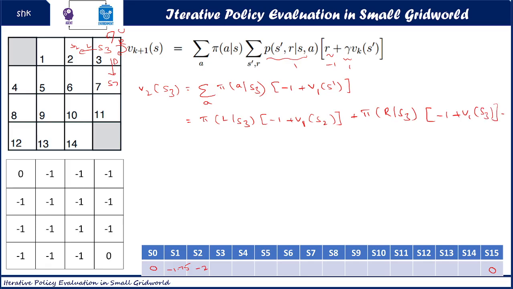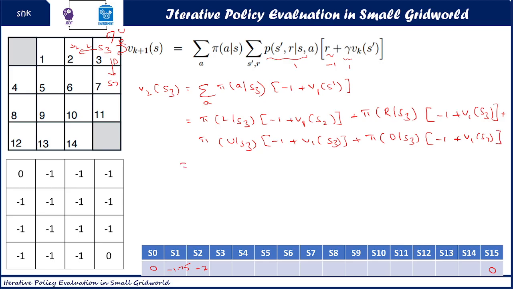same state, that is S3, plus the probability of up action from S3 state. So when you take the up action from S3 state, we are going to fall into the same state, that is reward is -1 plus V1 of the same state, that is S3, plus pi of the probability of down action from S3 state, -1 is the reward. So when you take down action, the next state is S7. So you write S7.